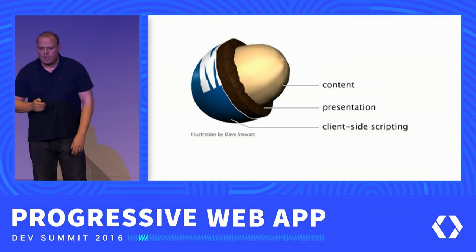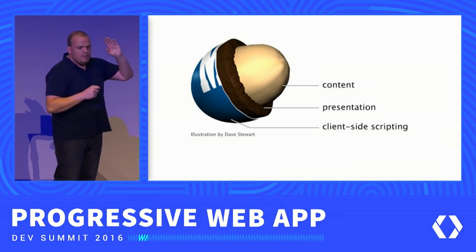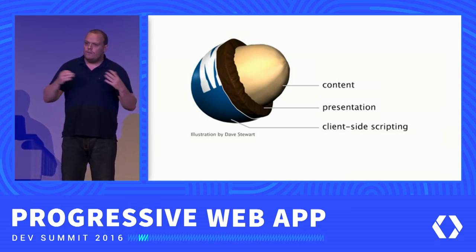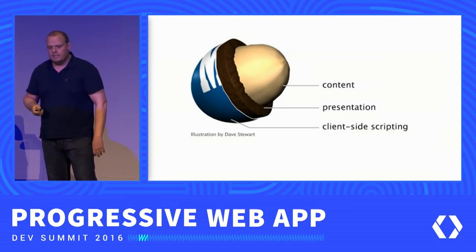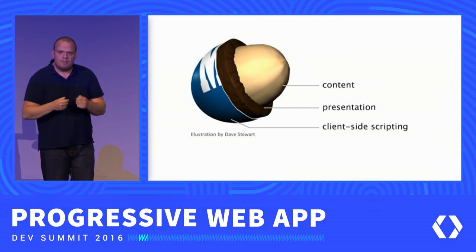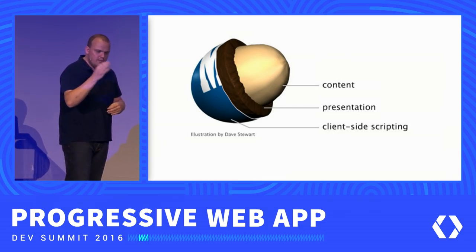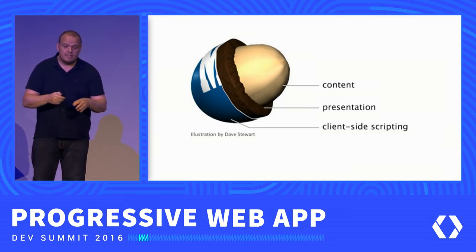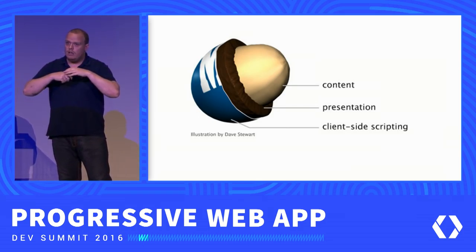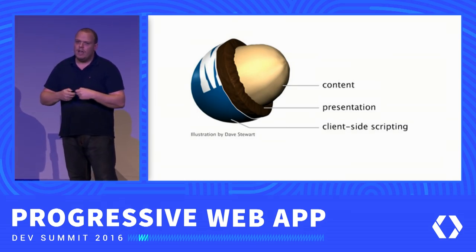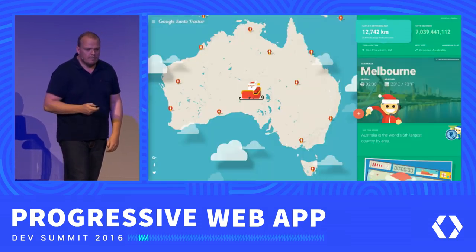Now, you've probably seen this before in the past, there's an illustration by Dave Stewart, at least anyway, but the core fundamental tenet from the progressive side of things is you make sure you get the content and deliver it to the user. Then you have the presentation wrapped around it. The proper definition is around adding in CSS to improve the presentation layer, and then JavaScript on top of that to make it a little bit more functional and maybe a little bit more interactive.